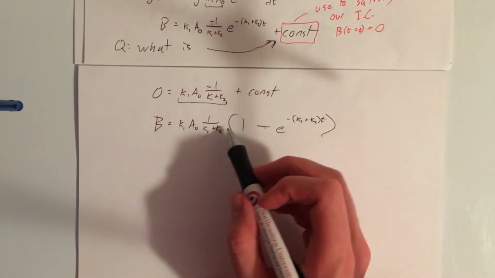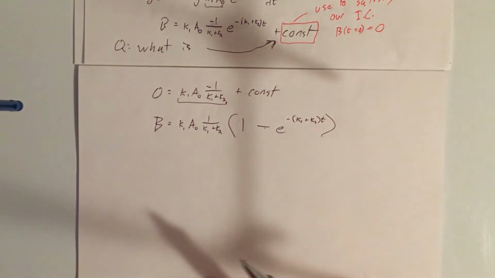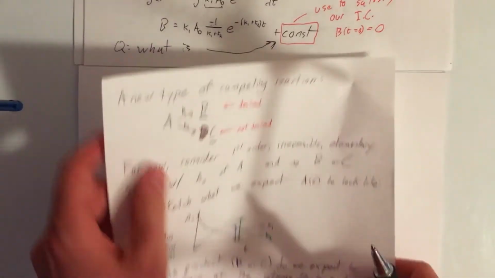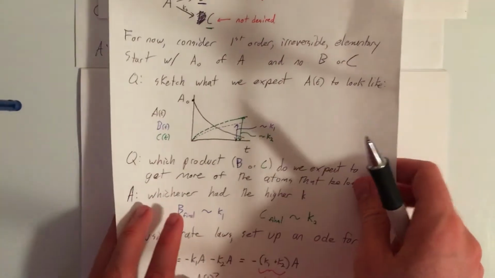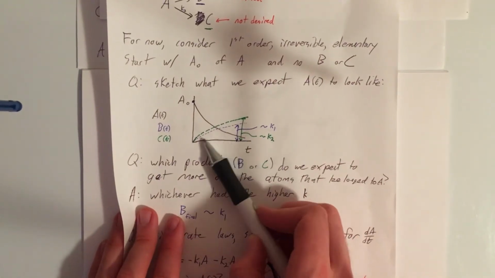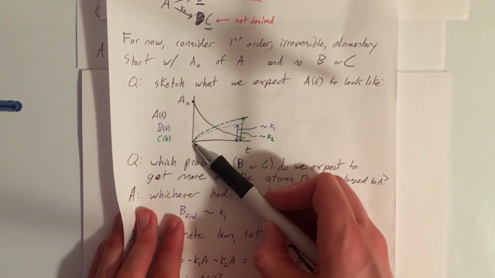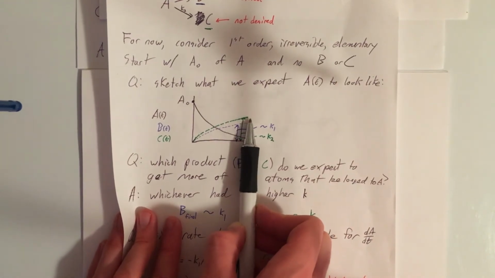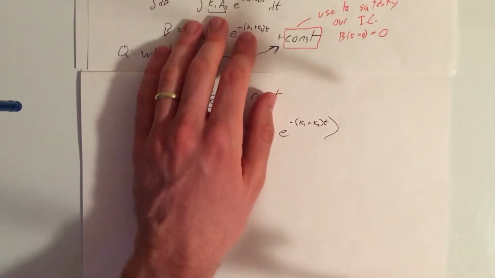So what does this look like? Well, if you were to plop this into your graphing calculator, you would end up with some function that looked like these curves that I was sketching up here, which start at 0 and then head up and asymptote towards some value. Now, question, what values might they asymptote towards?